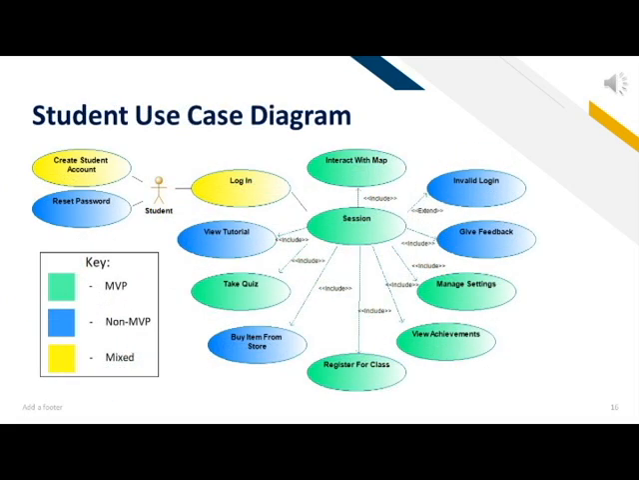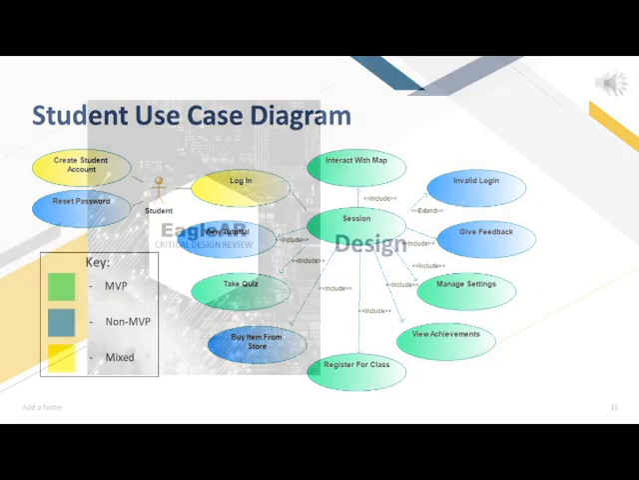Next is a use case diagram for the student user. Upon opening the application, students have a few options. They are creating an account, logging into an existing account, and resetting their password. Once they have logged in, then they are able to proceed with the rest of their abilities, which include taking a quiz, registering for a class, and managing their settings. This diagram has the same key as the previous slide, where the ones in green are part of the MVP, the use cases in blue are not part of the MVP, and the ones in yellow have a basic implementation in the MVP and will be expanded upon beyond it.